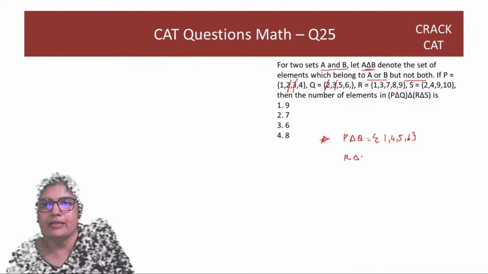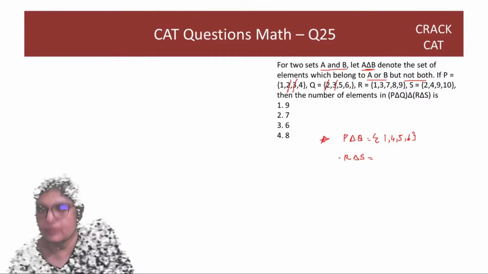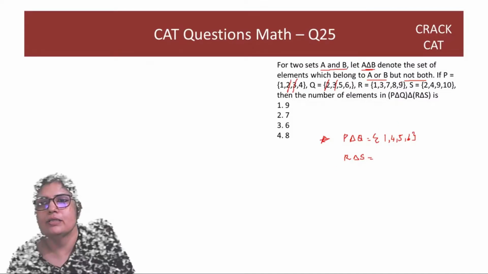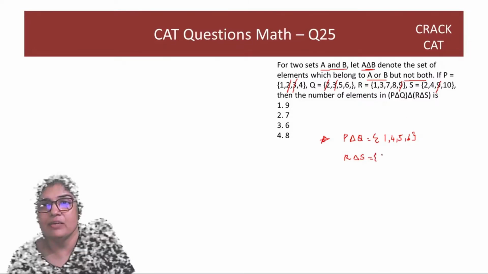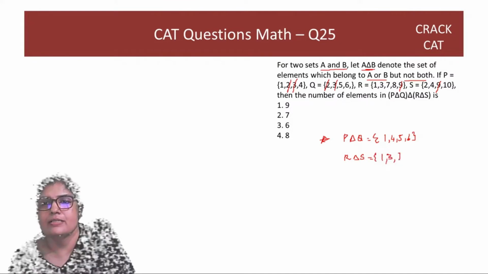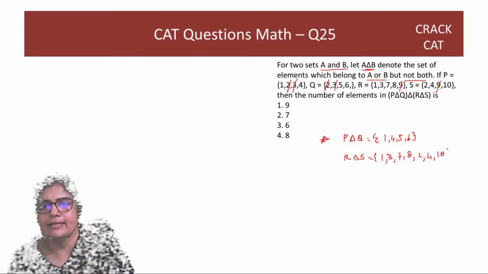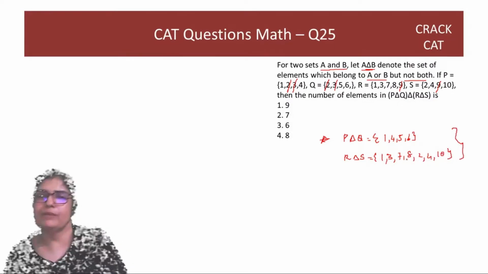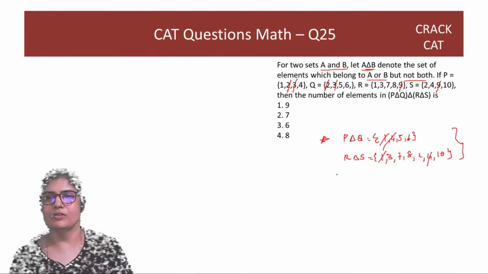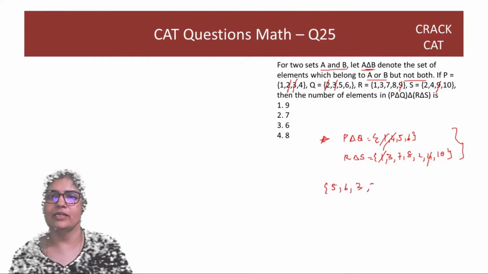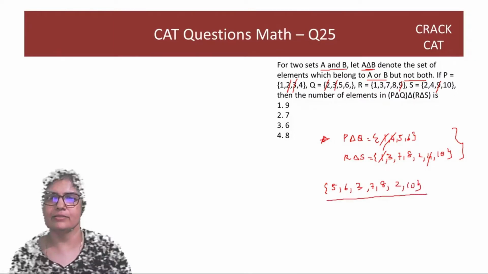Similarly, when we do R triangle S, that is equal to 9 common. So you'll get 7 numbers: 1, 3, 7, 8, 2, 4 and 10. Now when you compare both of them, 1 is common, 4 is common. So then we are left with 5, 6, 3, 7, 8, 2 and 10. We are left with 7 elements.